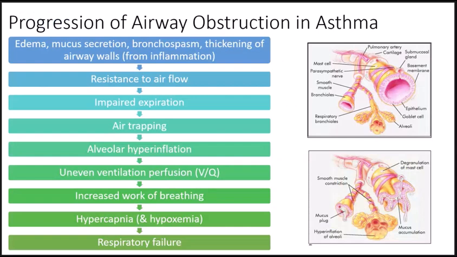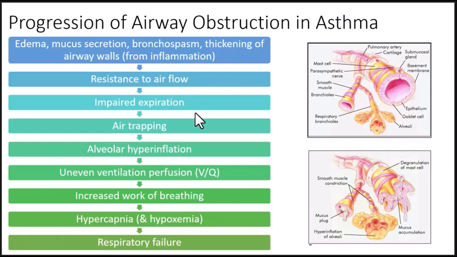So let's look at what happens with progression of the asthmatic response. We talked about swelling and mucus secretion and bronchospasm. Some people over time can develop thickening of the airway walls because of the inflammation. And naturally, this is going to cause a resistance to normal airflow. In particular, it impairs expiration.